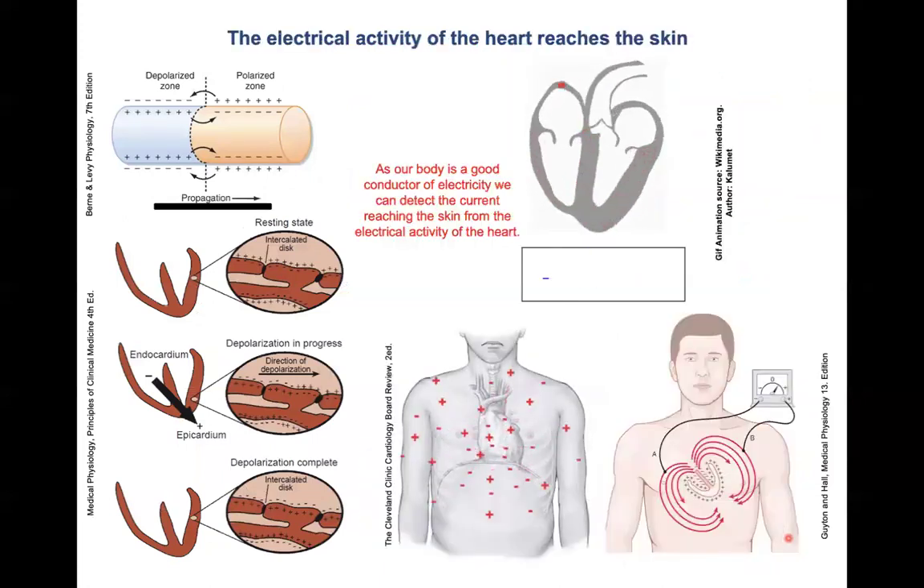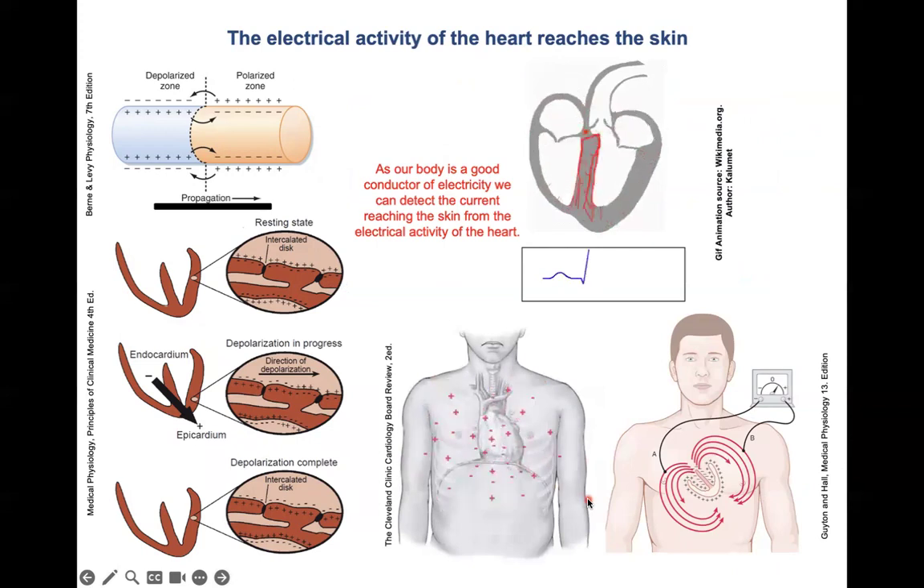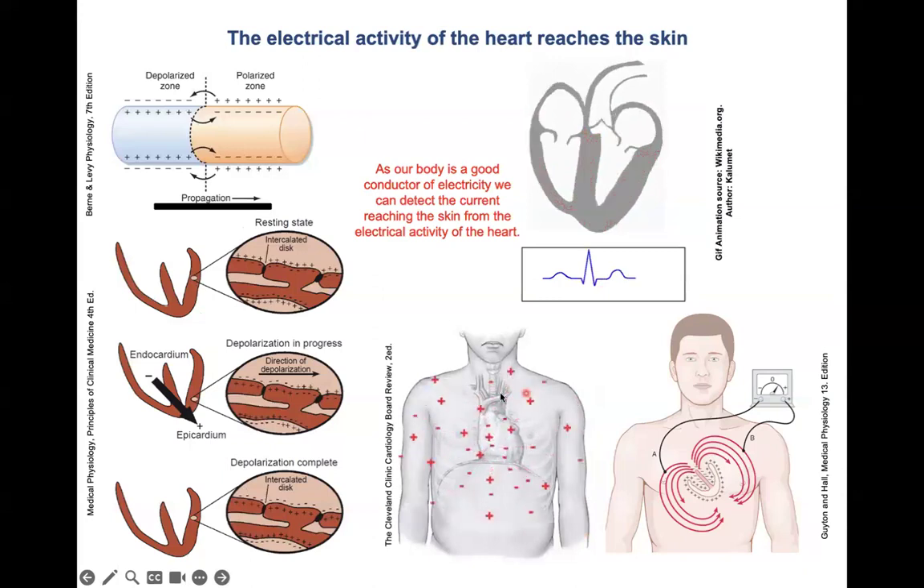The reason why we are able to detect the electrical activity stemming from the heart when it reaches the skin is because our body is a good conductor of electricity, as we see here in this animation. So we place the electrodes, the ECG electrodes, on the skin. They amplify the electrical activity that reaches the skin, so we can see here the ECG recording. The details will follow.